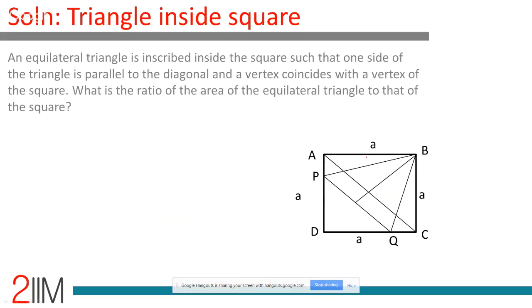It's a tough question, which is why I'm giving a longer time window. So give it a go. It's a good question to try. We need to rejig this question. We need to find PB in terms of A. We need to find the side of the equilateral triangle in terms of the side of the square. And then we are through. We can plug in the formula and find the ratio of areas, and everything after that.